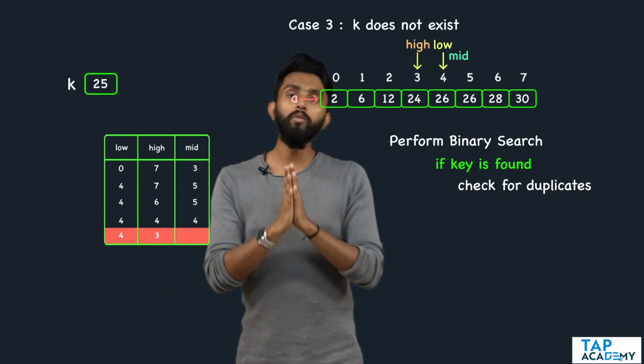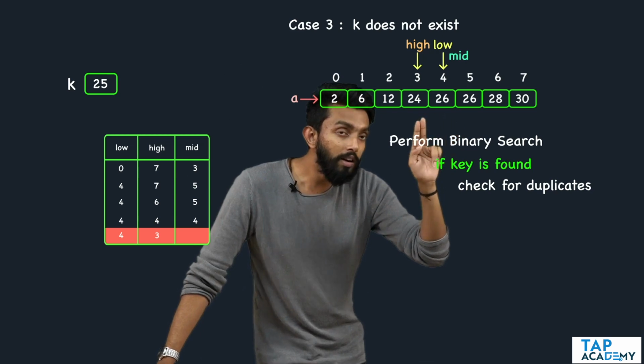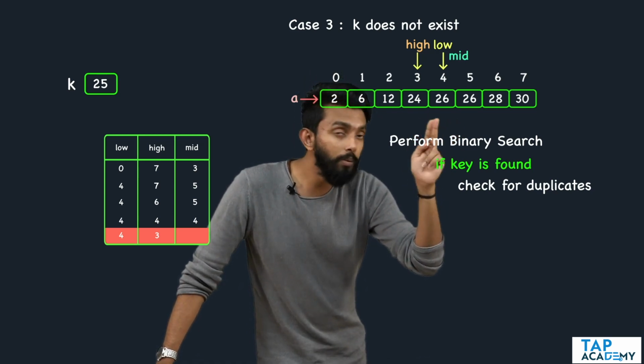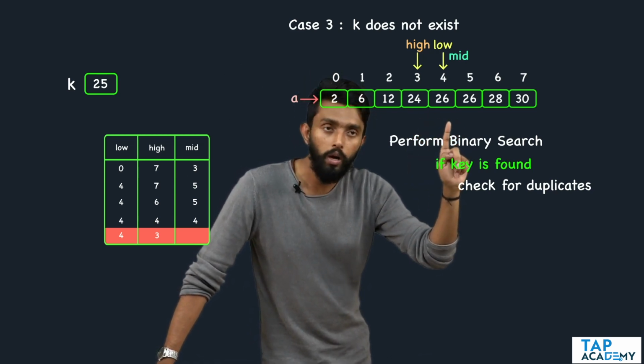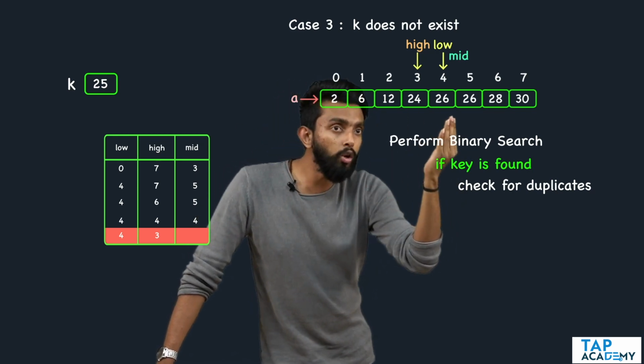So what I would do is very, very simple. No need to even subtract. What is the mid value? 4. How many values are lesser than the given k value? 4. So no need to do mid plus 1.